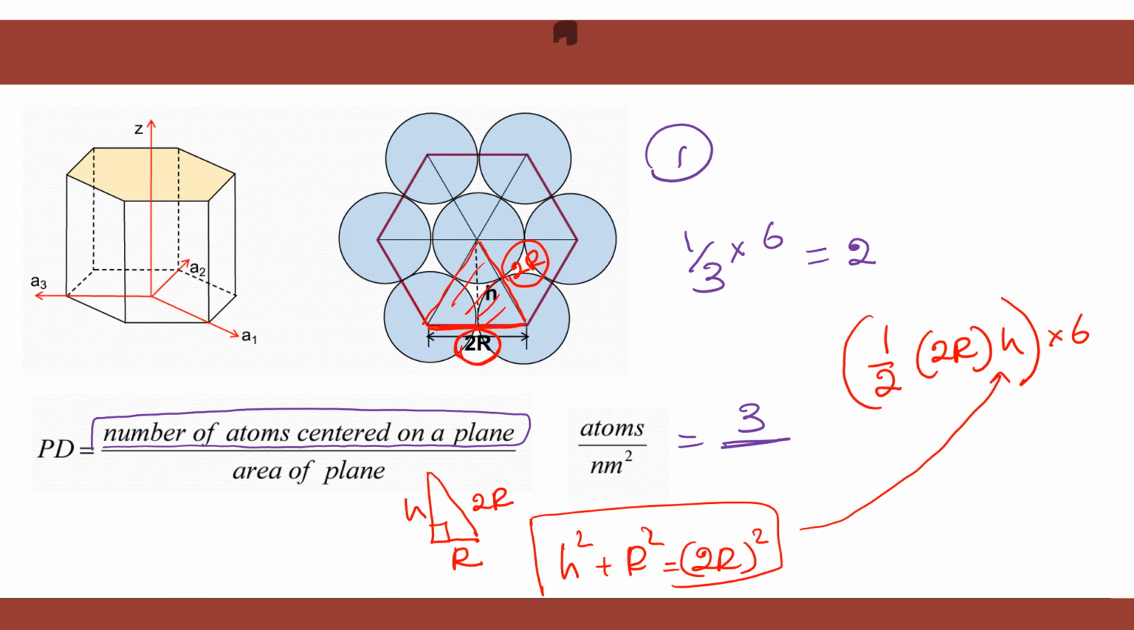Anything can be in the exam. Equations will be given to you, yes. You don't have to remember any equation, yes.